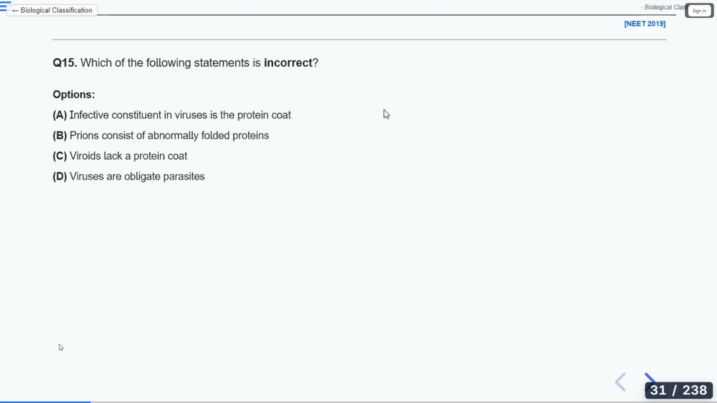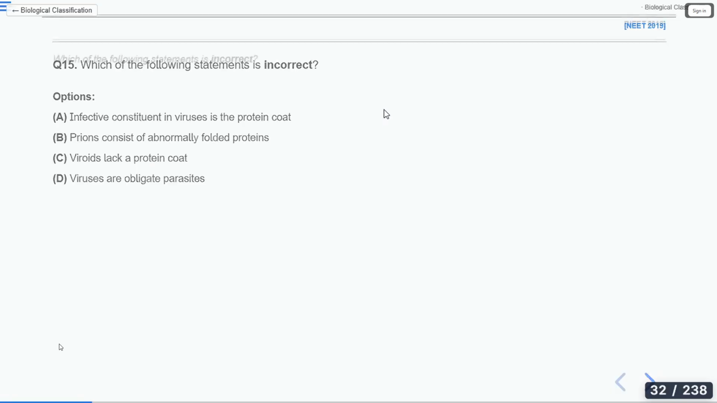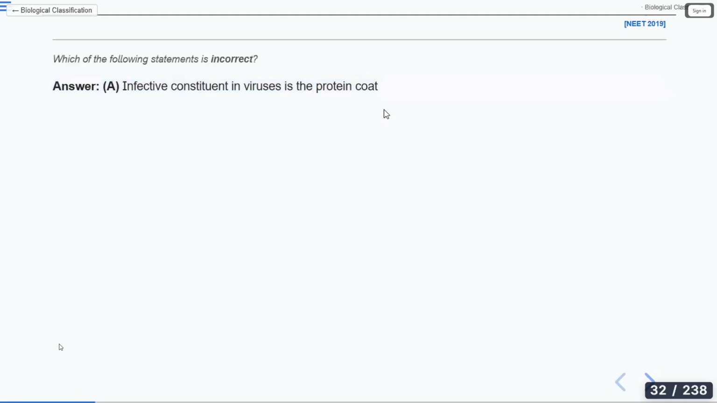See, we just discussed prions and viroids. Now, this is the third question we are answering regarding that, right? Okay, so option A is the correct answer. Let's see. The infective constituent in a virus is the protein coat. Option A is the correct one.